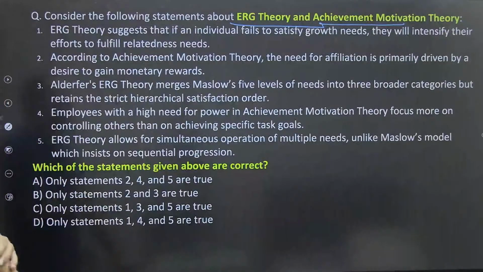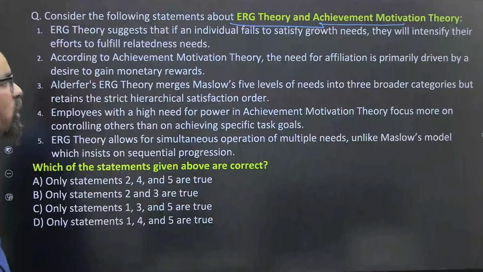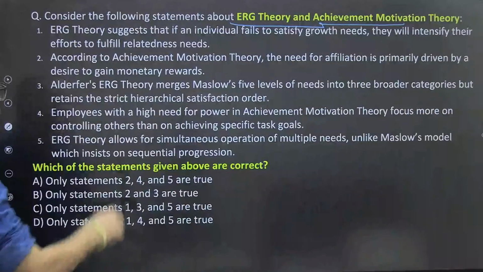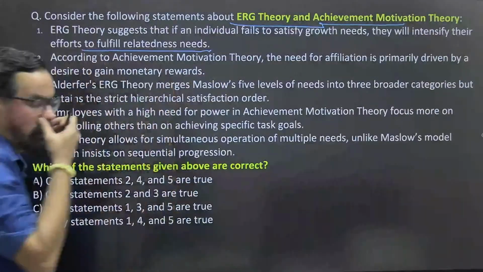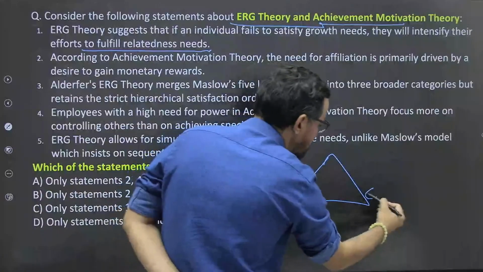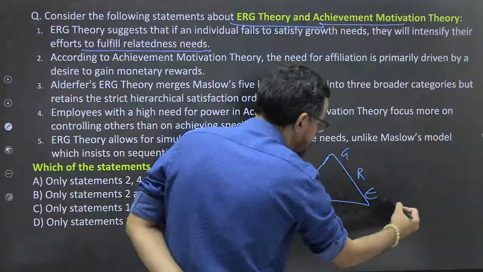ERG theory suggests that if an individual fails to satisfy growth need, they will intensify their efforts to fulfill relatedness need. So ERG, this pyramid is something like this. This is E, this is R, and this is G. So the sequence is like this.